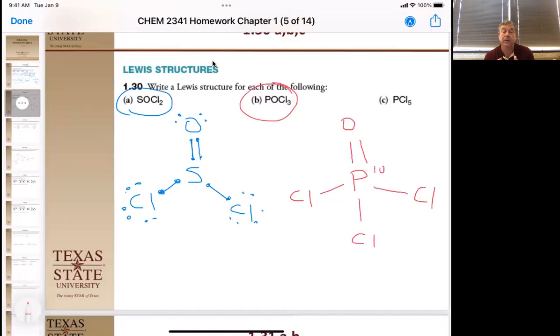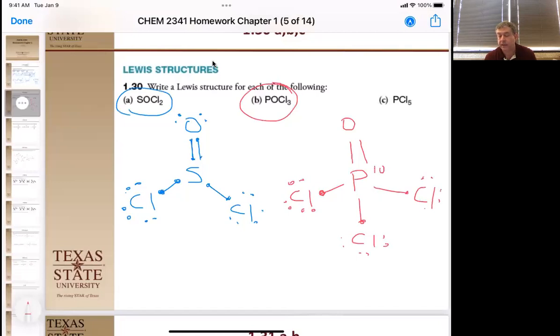Now let's put our other electrons around. Okay, so since chlorine had 7 electrons, those are its 7 electrons, and then it shares 1 electron in the bond to give us a total of 8. All of the chlorines end up with 3 lone pairs plus the 1 electron shared.